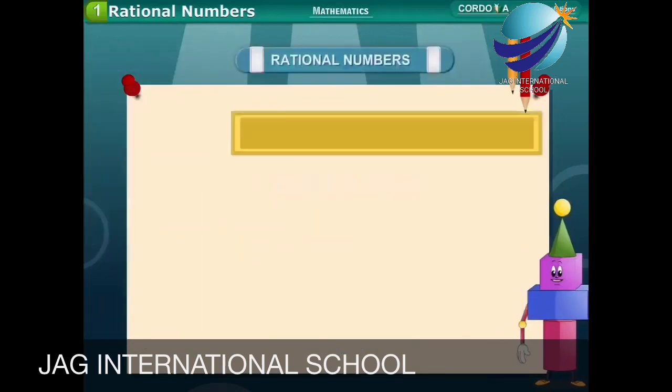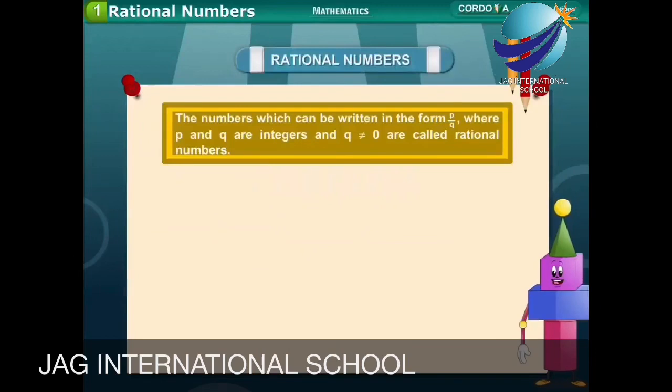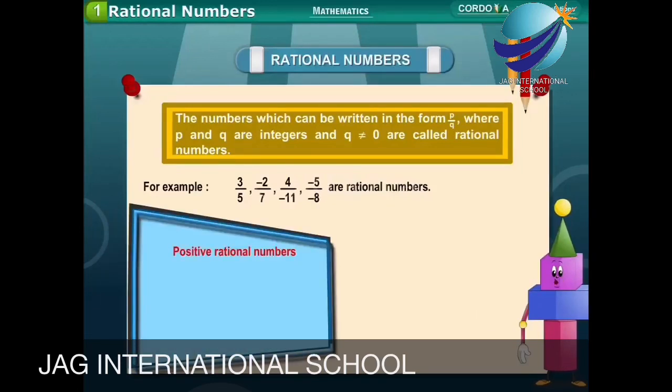Rational numbers. The numbers which can be written in the form p upon q, where p and q are integers and q not equal to 0, are called rational numbers. For example, 3 upon 5, minus 2 upon 7, 4 upon minus 11 and minus 5 upon minus 8 are rational numbers.